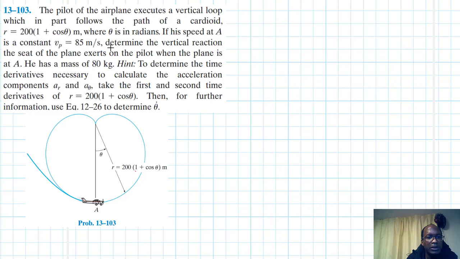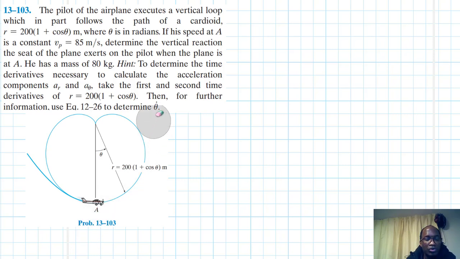We are being asked to determine the vertical reaction the seat of the plane exerts on the pilot when the plane is at A. The rest of the information has been given to us. The speed of the plane at A is constant and is 85 meters per second. The path is described by this function r, and the rest is as shown.